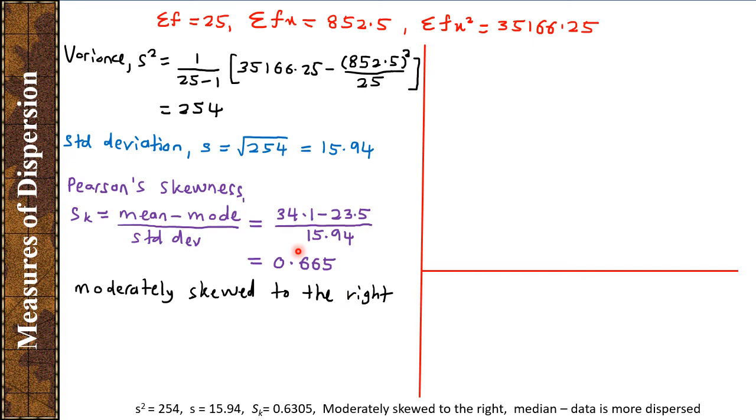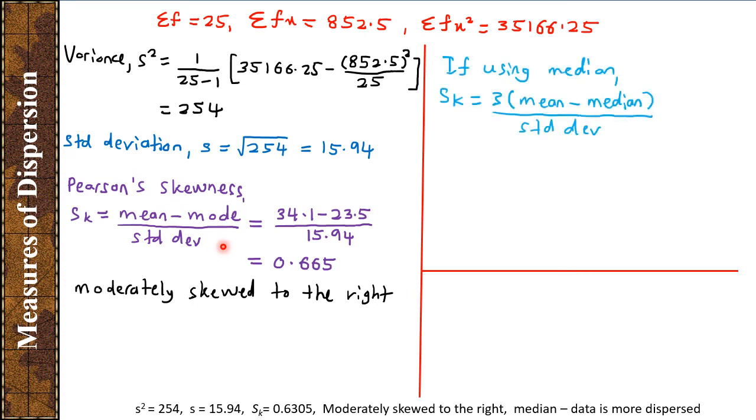Right. So this is the formula using mode. If you want to use median, remember you have to put 3 outside after you subtract mean and median. So substitute the formula. So this is the value of median. Then you find the value is 0.6305. Notice that the value of the skewness is not the same, right? 0.63 here and 0.66 over here.